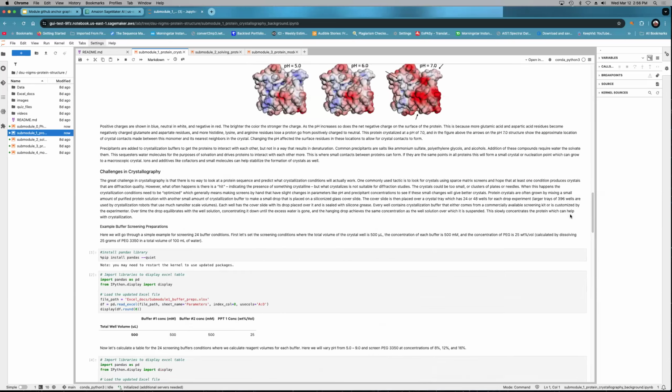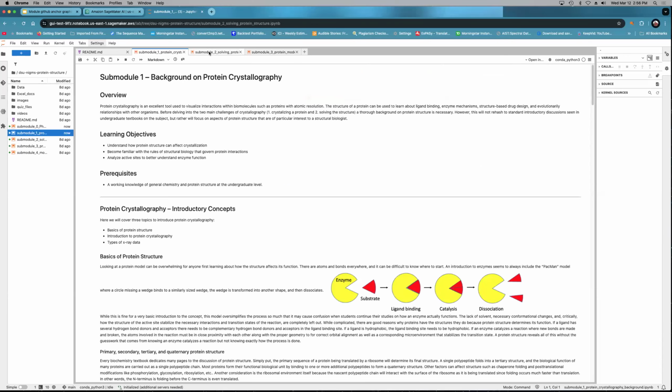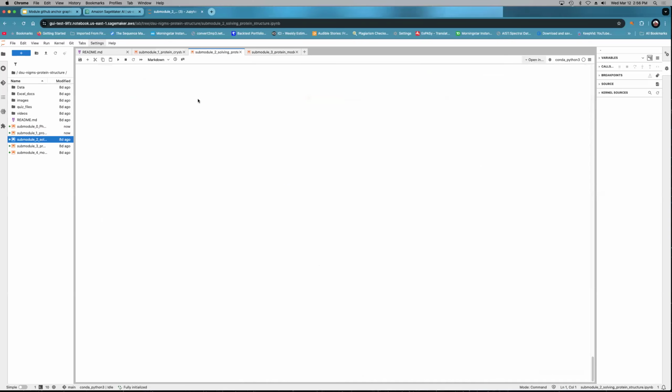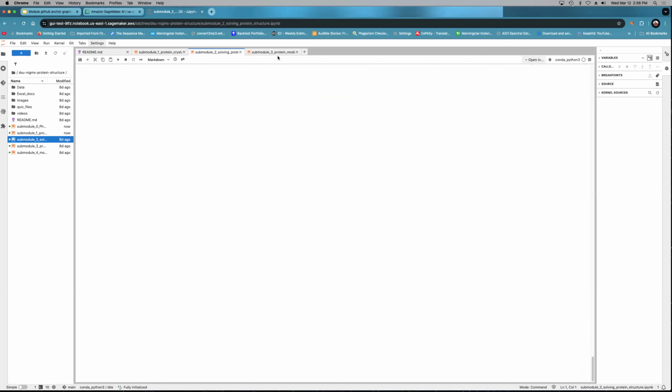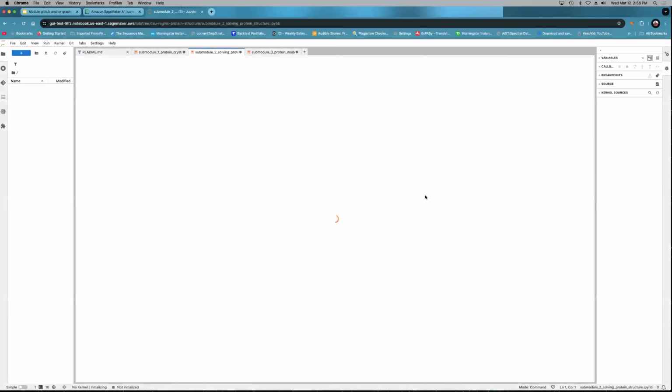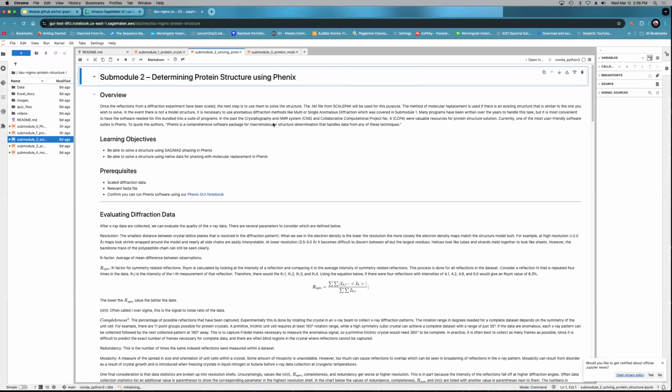So the way that this module is set up is an introduction, and then the next submodule is going to be a discussion on solving structures, and then the final submodule is dealing with COOT. The third submodule will be done using COOT, which is a molecular graphics program that we use for building models. And COOT is pretty handy to use because it's relatively straightforward.